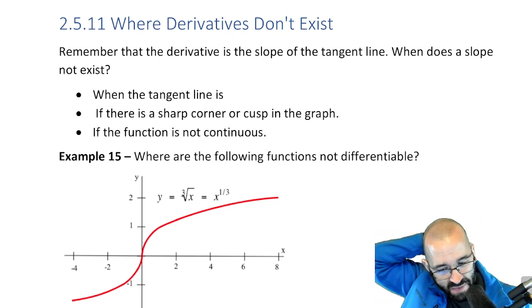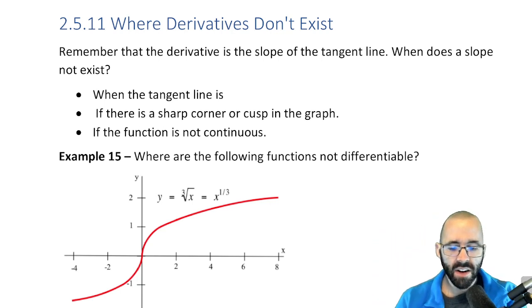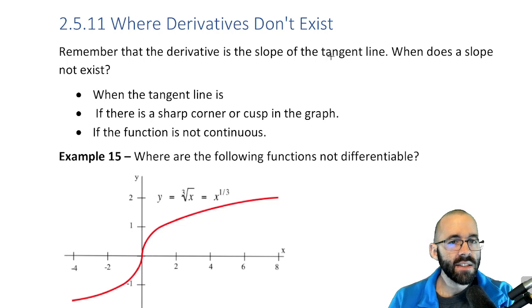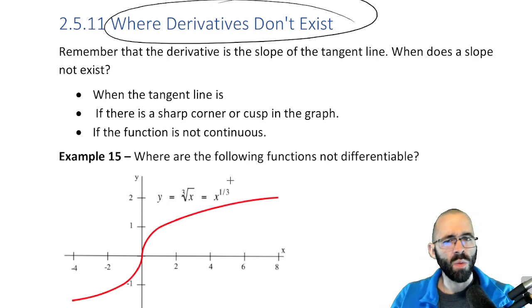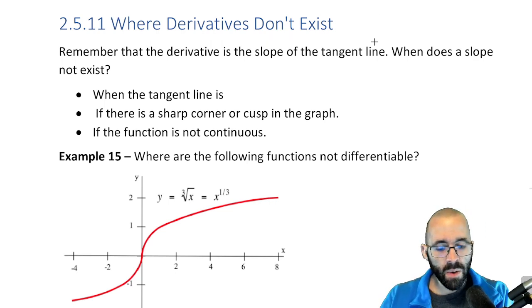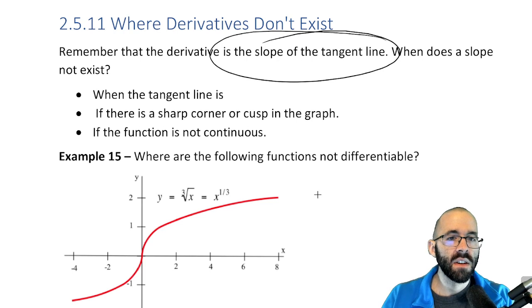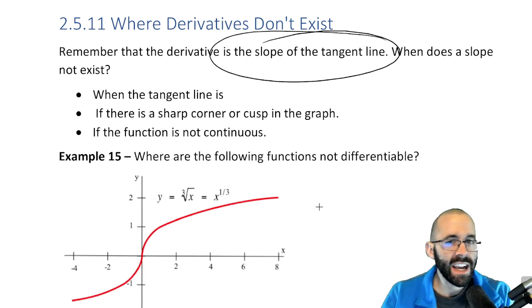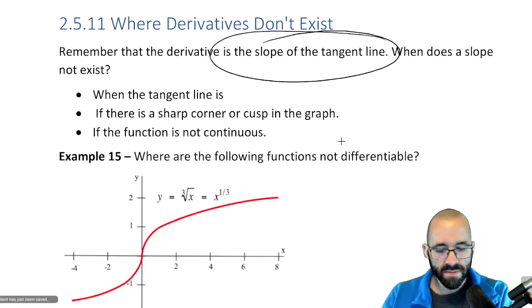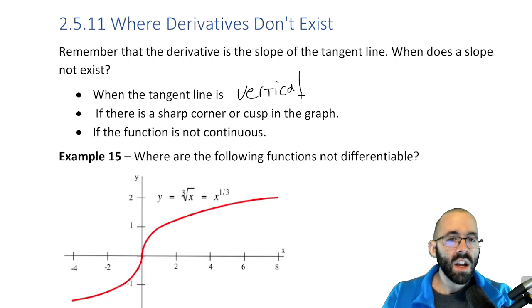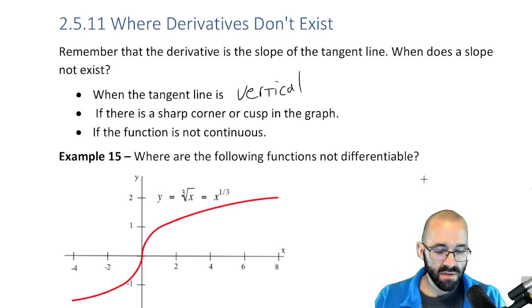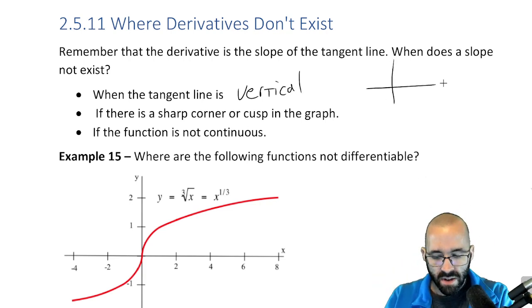Let's go. Remember that the derivative of a function is the slope of the tangent line at that function. So if we ask ourselves, where does a derivative not exist? Really what we're asking ourselves is, when does a slope of a tangent line not exist? Well, when the tangent line is vertical.